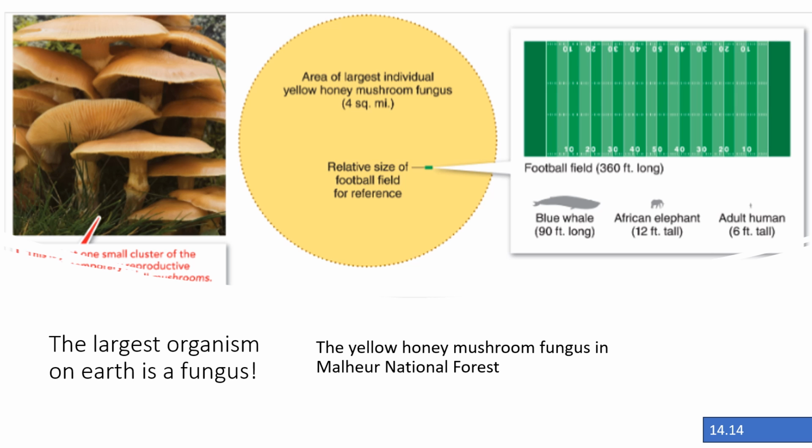So if we can't see the whole fungus, just how big can they get? A fungus's mycelium can get very huge and expand over an enormous area. In fact, the largest organism on Earth is believed to be a yellow honey mushroom fungus that has taken over an area of about 4 square miles in Malheur National Forest. You can see that area here in yellow compared to the size of a football field in green. That's an absolutely massive organism.